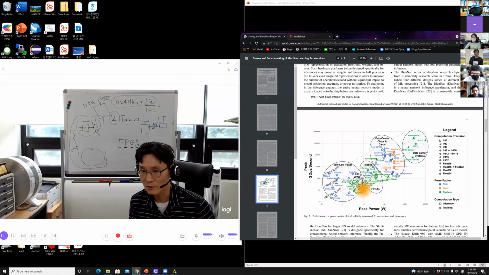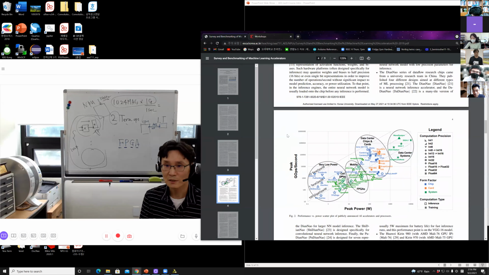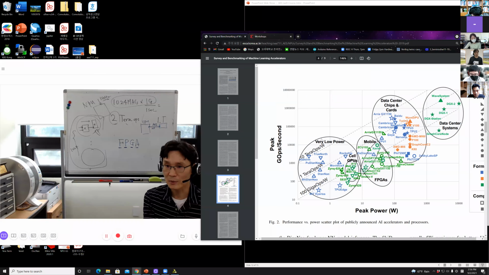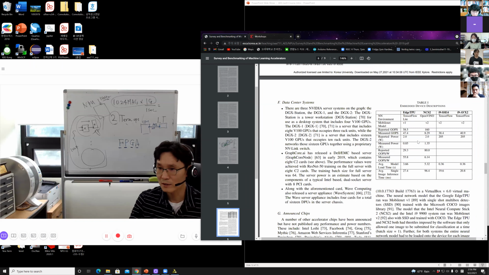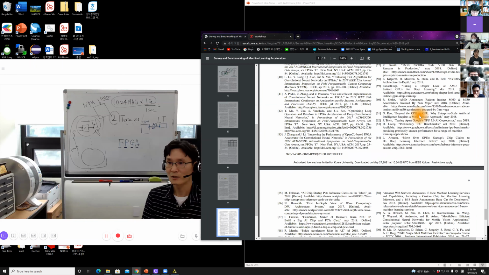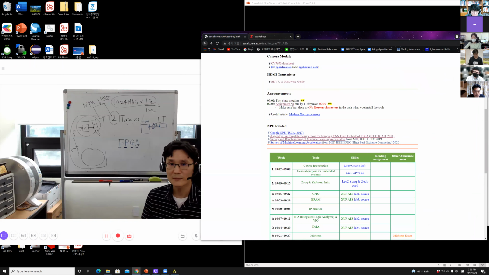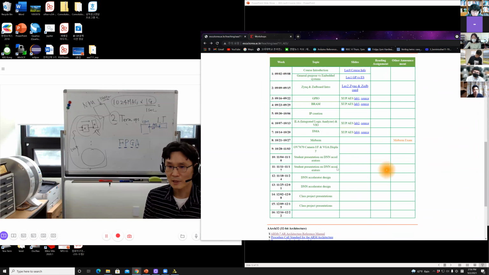Those are examples they used to write this survey paper. Each dot is one paper. Each dot is TPU, Edge, Eyeriss. Those are each a paper. If you go back, they have a lot of references. So probably you can select one paper out of this to give a presentation. That is the second one. The last one is the class project presentation. So 3.